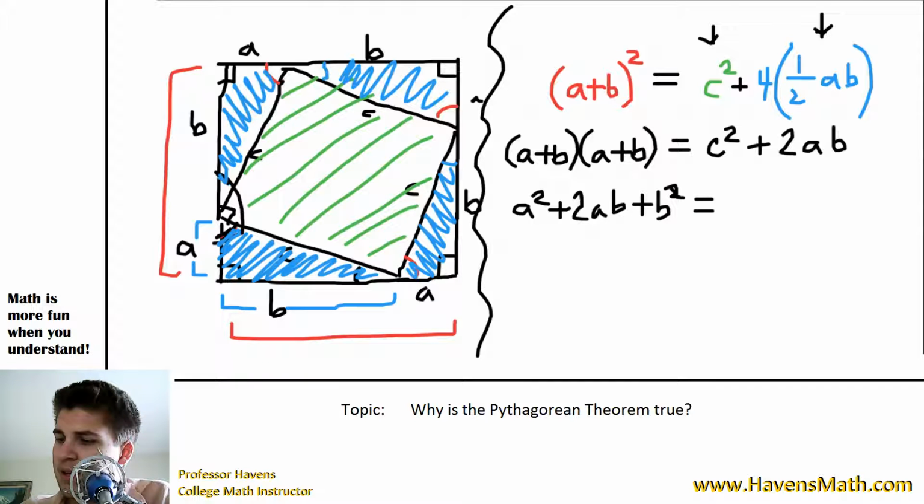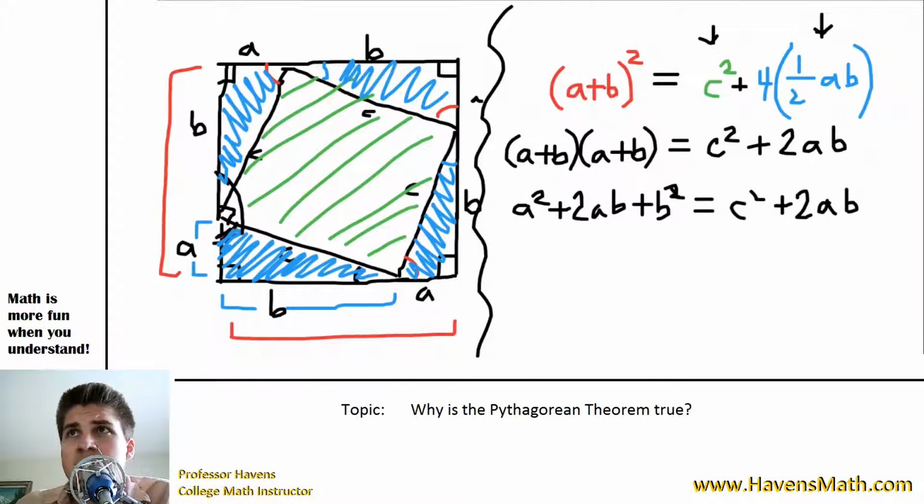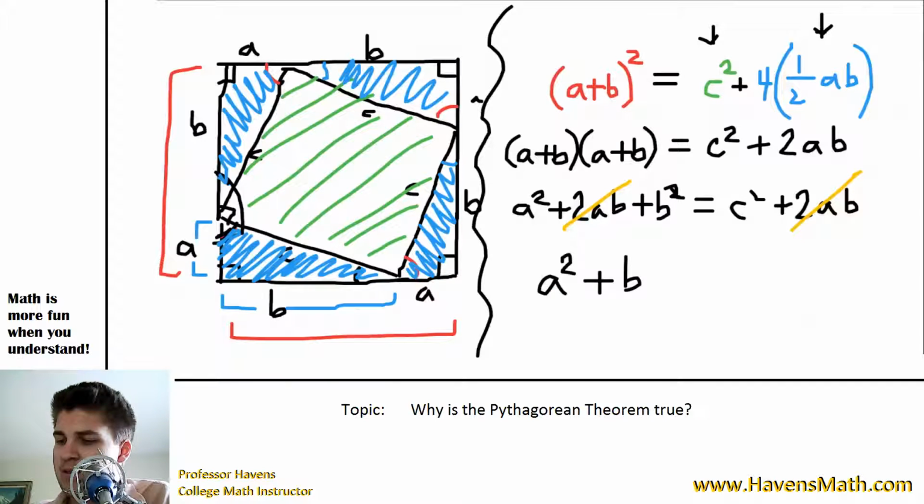And so what we get, if we just rewrite that, we get A squared plus 2AB plus B squared is equal to C squared plus 2AB. And what some of you might be screaming in your heads is, we have the same thing on both sides. There's a 2AB on both sides. So what we could do is subtract 2AB from both sides of our equation. Of course, that's a thing we're allowed to do with an equation. They would cancel each other out, and what are we left with? We're left with A squared plus B squared is equal to C squared.